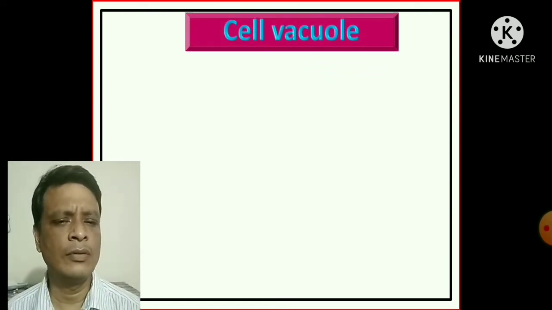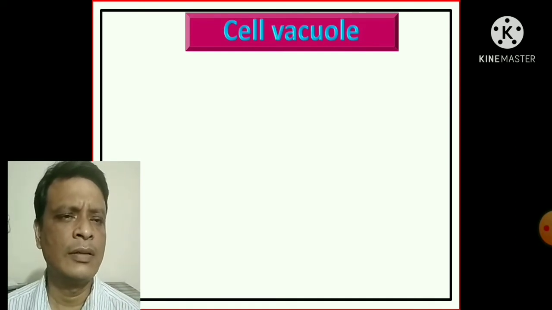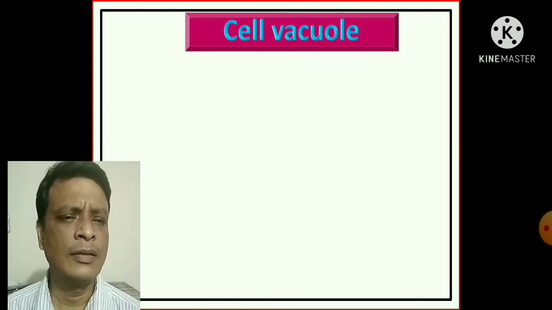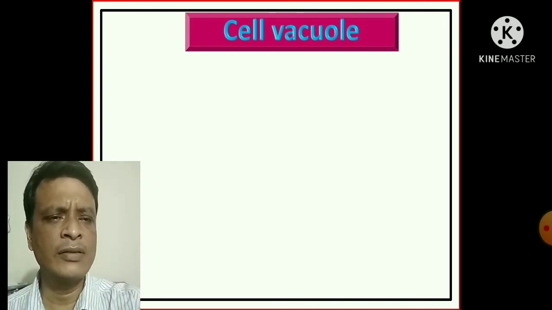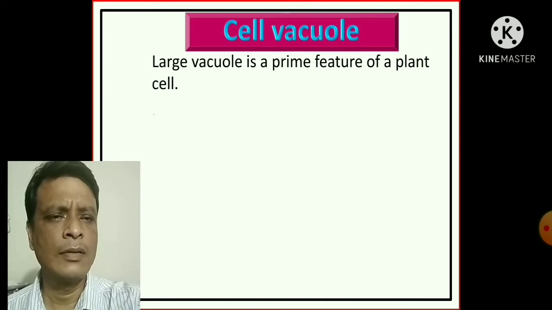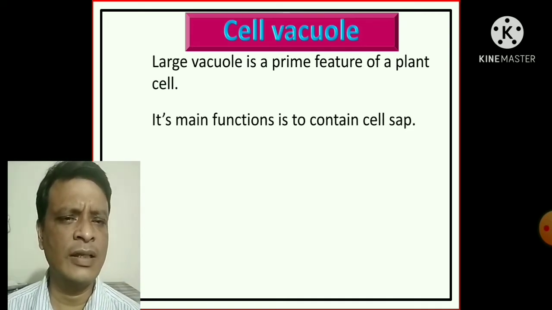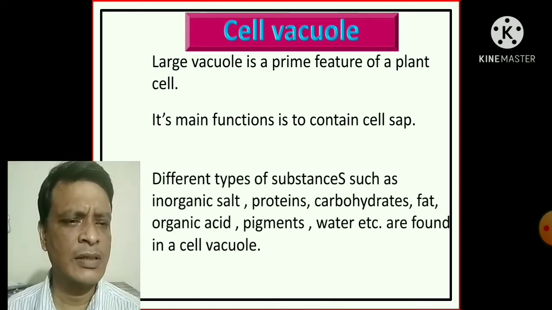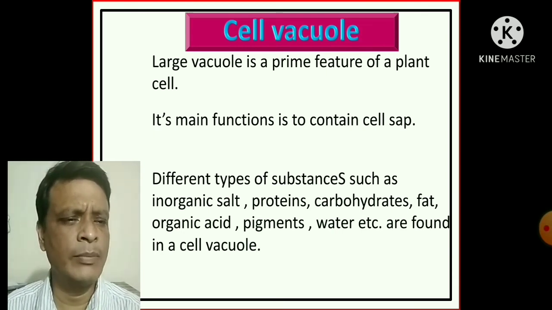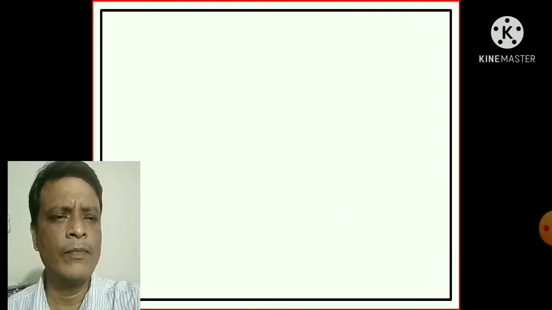Now the cell vacuole. This is another membrane-bound organelle which is found mainly in the plant cell, but it can also be found in animal cells. But if found in the animal cell, its size is very small. The large vacuole is a prime feature of the plant cell. Its main function is to contain cell sap. Different types of substances such as inorganic salt, proteins, carbohydrates, fats, organic acids, pigments, and water are found in the cell vacuole.